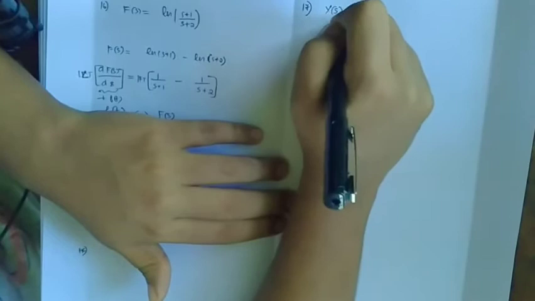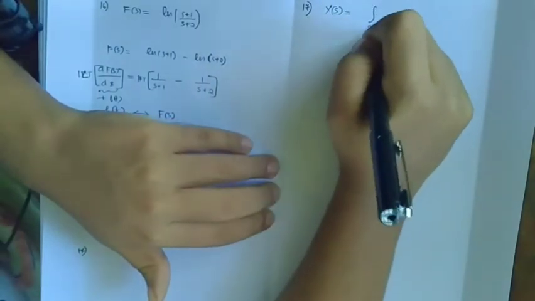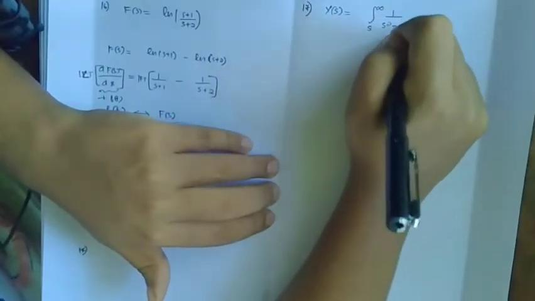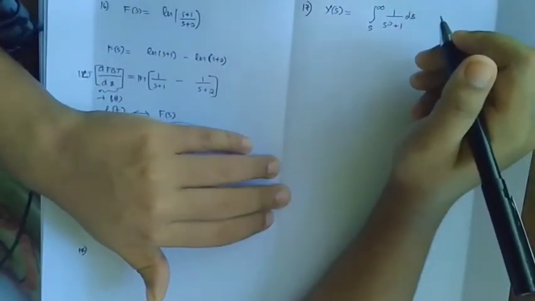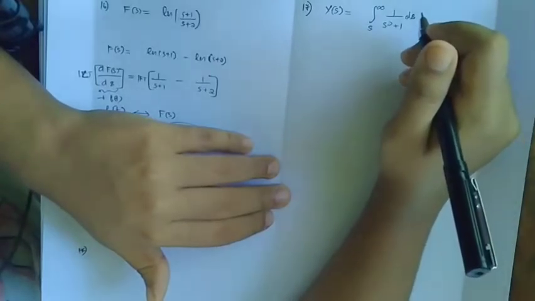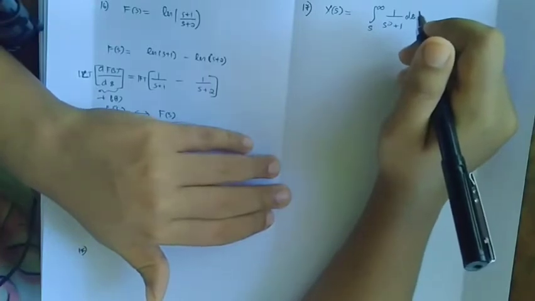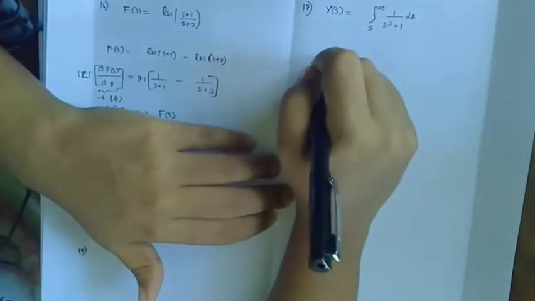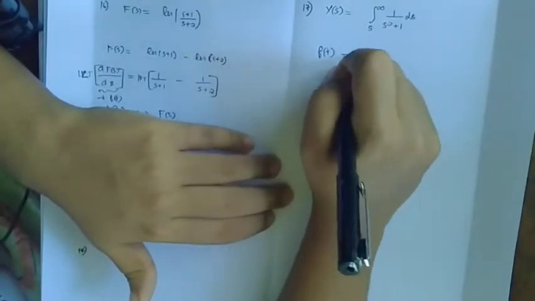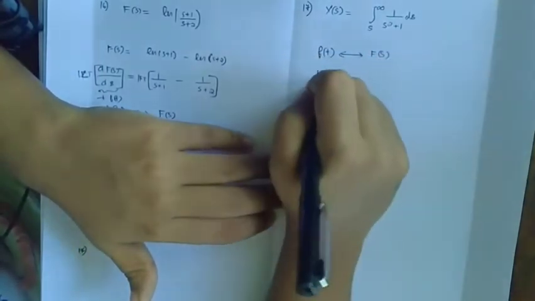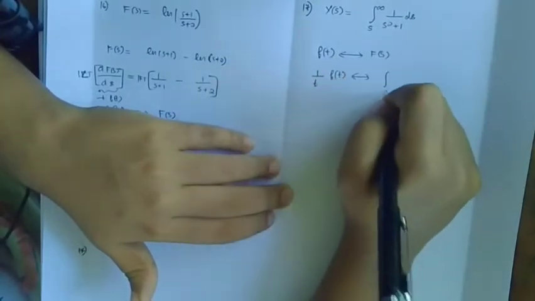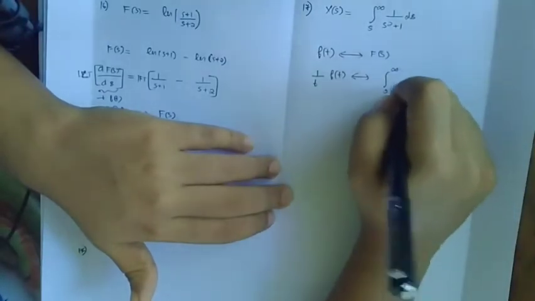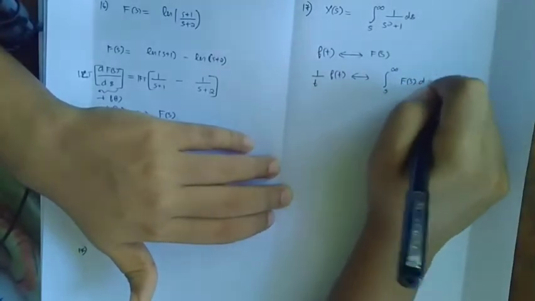Here in this question, X(s) equals the integral from s to infinity of 1 divided by s squared plus 1, ds. And we have to find x(t). Here also we are going to use a property of the Laplace transform. So f(t) having a Laplace transform F(s), the Laplace transform of (1/t) f(t) equals the integral from s to infinity of F(s) ds.